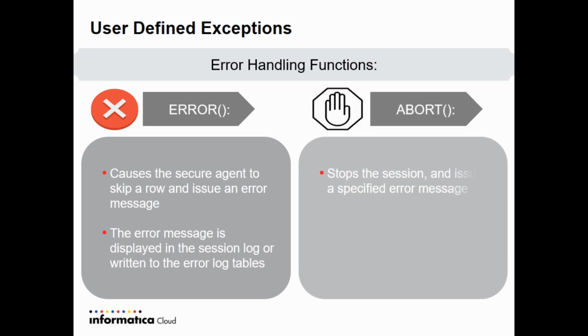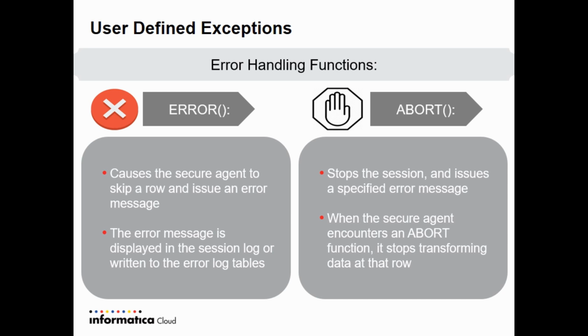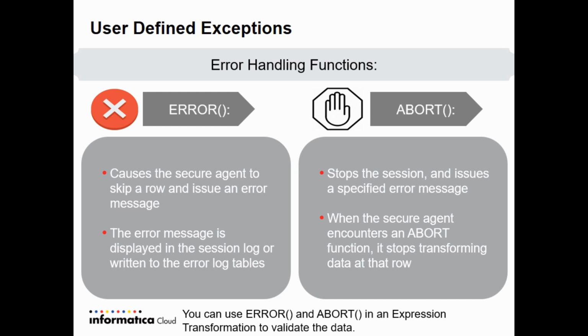Abort stops the session and issues a specified error message to the session log file or writes it to the error log tables based on the error logging type configuration in the session. When secure agent encounters an abort function, it stops transforming data at that row. It processes any rows read before the session aborts. You can use error and abort in an expression transformation to validate the data.